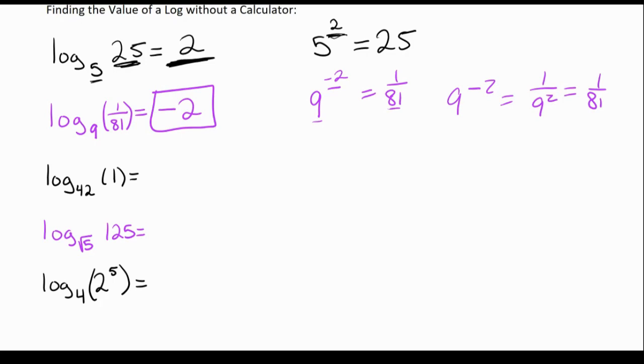Next one, we're going to use another exponent rule here, because I'm saying, okay, 42 to the power of what is equal to 1. And one of the rules that we know about exponents is that something to the power of 0 is always going to be 1. So if it was 565 to the power of 0, that's still 1. No matter what the base is, when we raise it to the power of 0, it is equal to 1. So anytime this number on the inside is 1, I know my value is going to be 0.